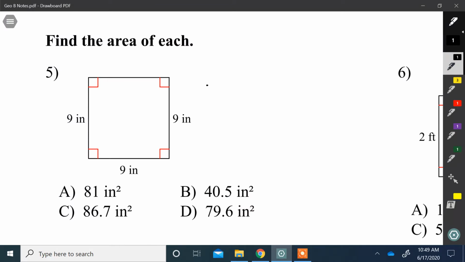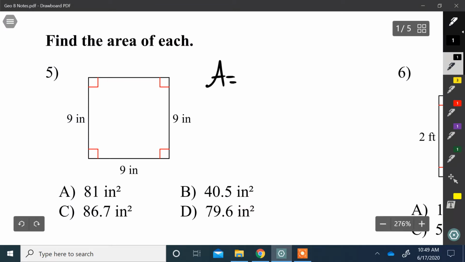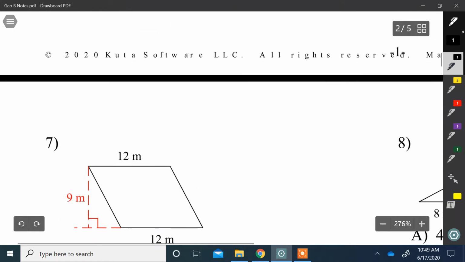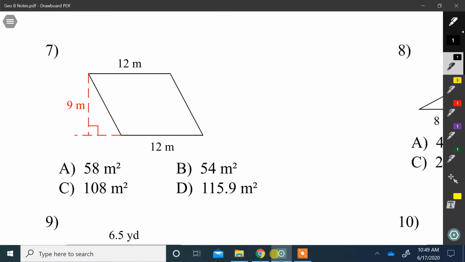Okay, so area right there. How do we find that area? All I have to do is multiply length times width, or side times the side. We know that 9 times 9 is definitely going to be 81. So that one is very easy. So let's go ahead and move on to the harder ones. This one also very easy as well.